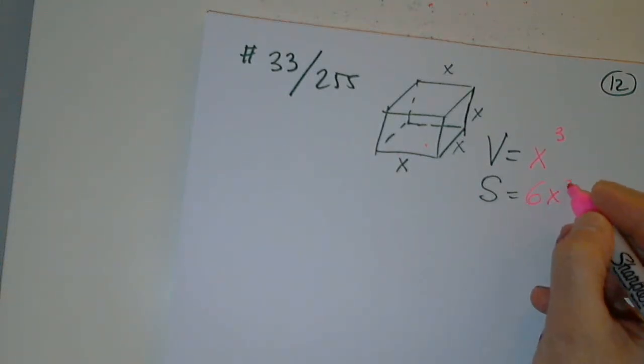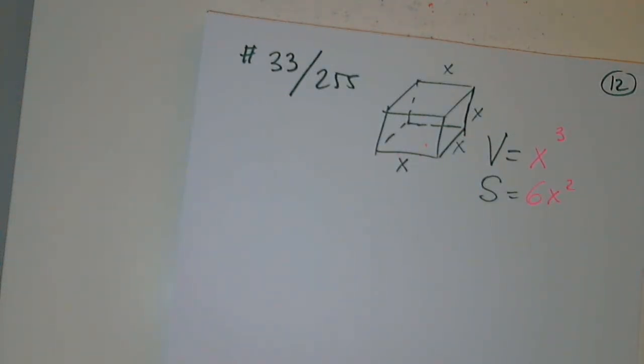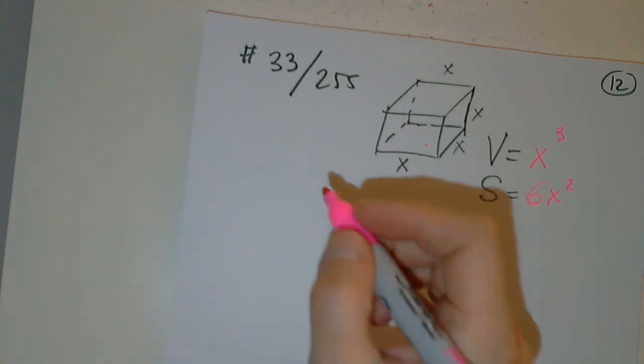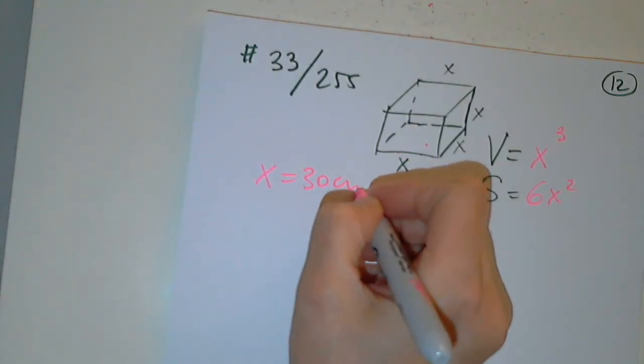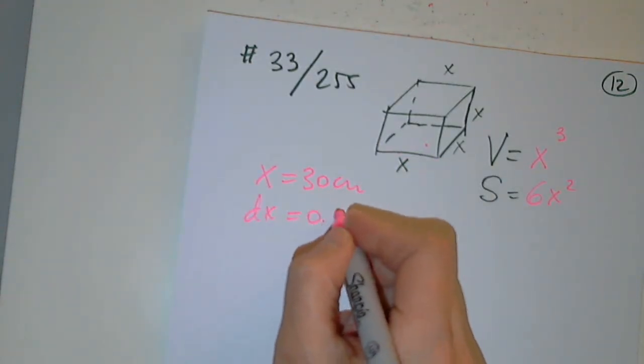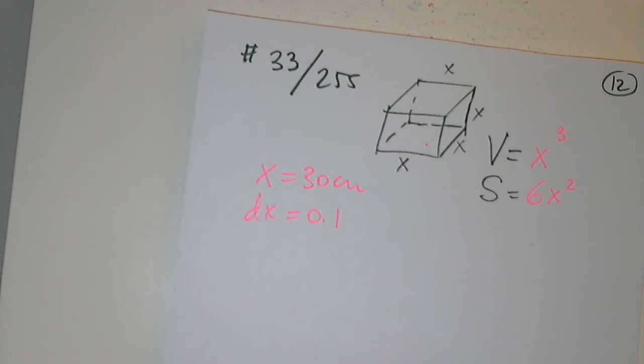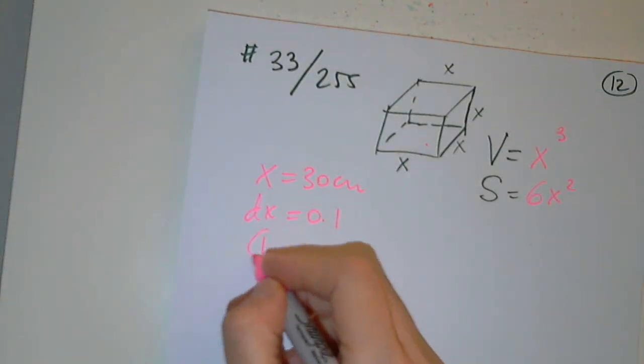Good. Very good. So now you already identified that x is 30 centimeters, and you already told me that dx equals 0.1. So now we have two tasks: to estimate the error in the volume and estimate the error in the surface area. So let's start with the volume, because we actually have 3 questions for each.